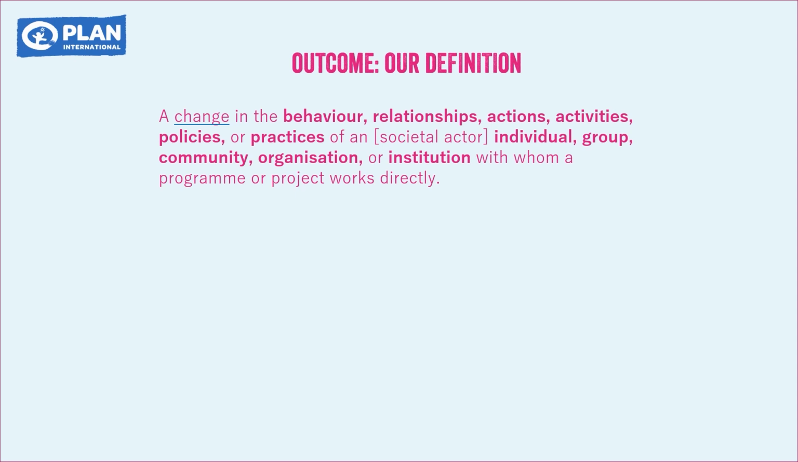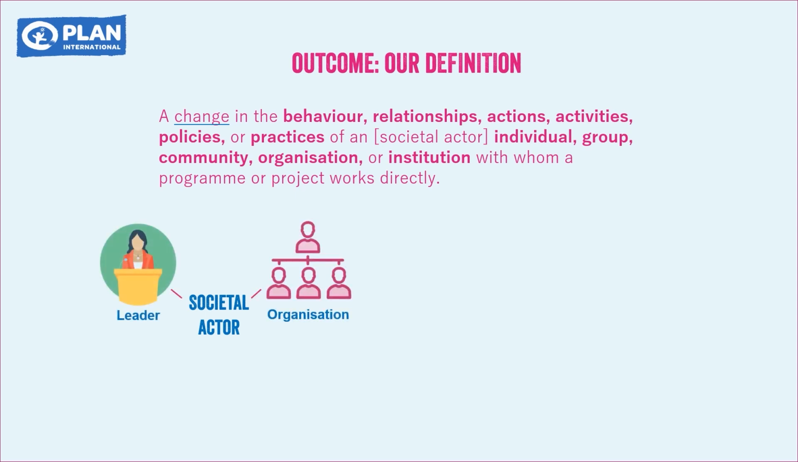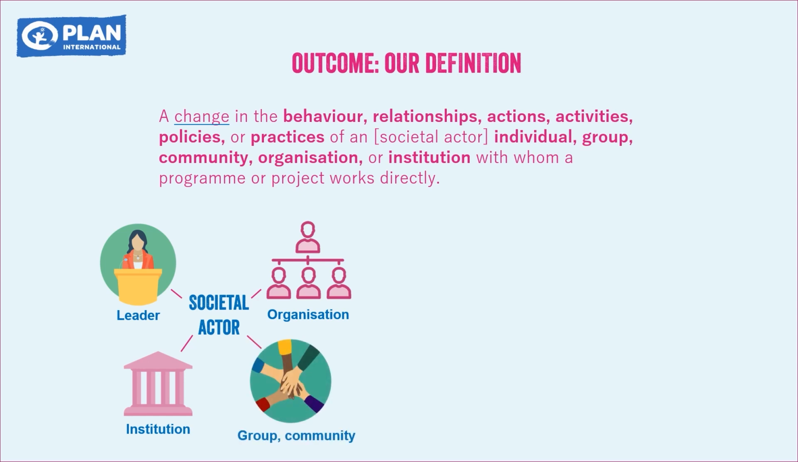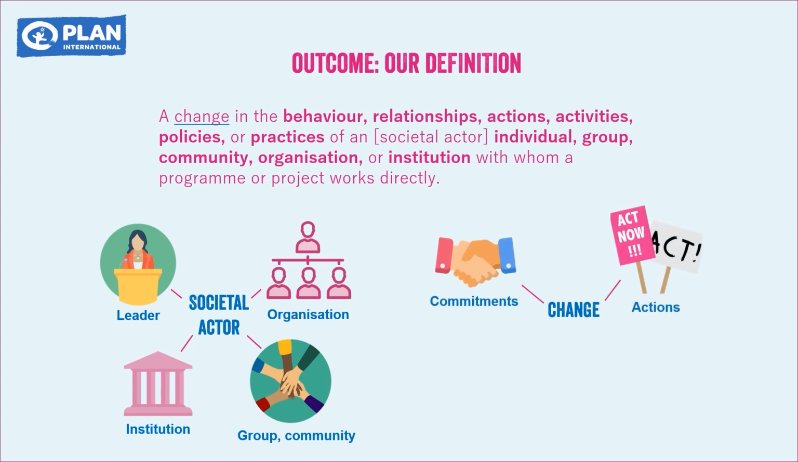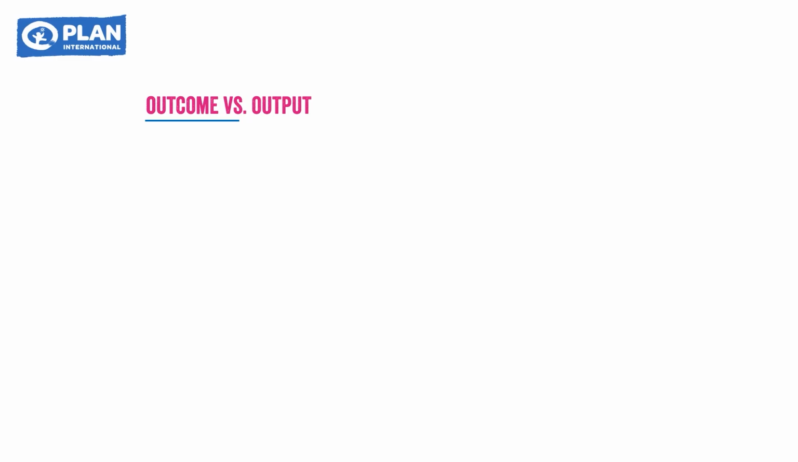So, we look for changes in the behaviors of societal actors, including leaders, organizations, institutions, and groups or communities. The types of change we look for include newly made commitments, actions, and policies, legislations, and investments. In outcome harvesting, it is important for us to differentiate between outputs and outcomes. But what exactly is the difference?